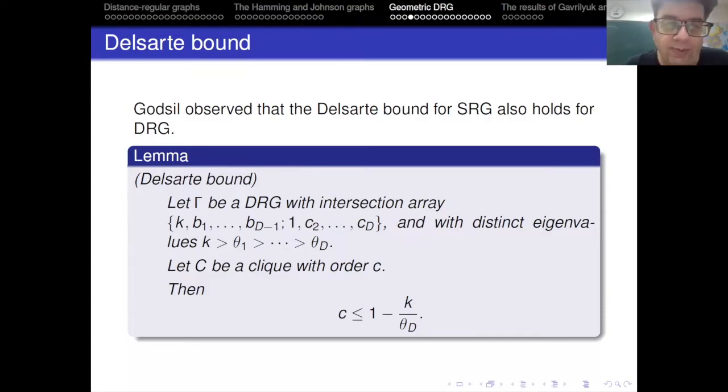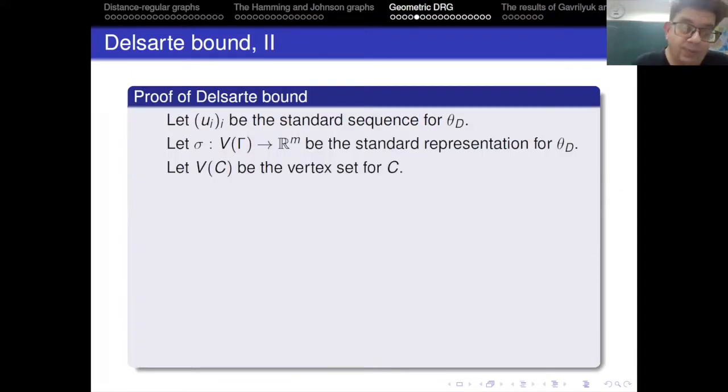So the following lemma is called the Delsarte bound. We take a distance regular graph with intersection array as given, and with distinct eigenvalues k, theta 1, and so on, theta d. Let C be a clique with order c. Then c is at most 1 minus k over theta d, where theta d is the smallest eigenvalue. How do you prove this?